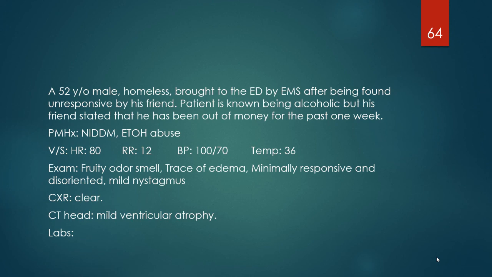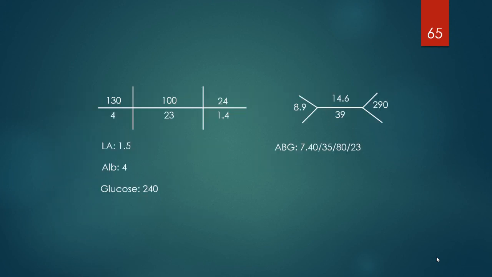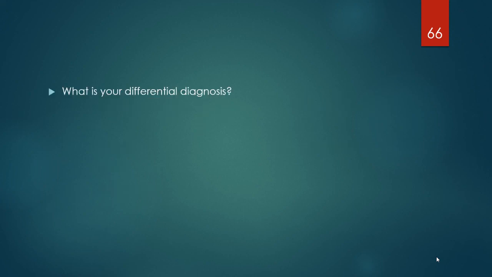On exam, he has a fruity odor, traces of edema, minimally responsive and disoriented with mild nystagmus. Chest X-ray is clear. CT had mild ventricular atrophy. These are the labs. Hyponatremic at 130, K 4, chloride 100, bicarb of 24, BUN of 24, creatinine 1.4. Not much to see in the CBC. Lactate 1.5, albumin of 4, glucose of 240, ABG showing pH of 7.4, PCO2 35, PO2 of 80, and bicarb of 23. What did he take?